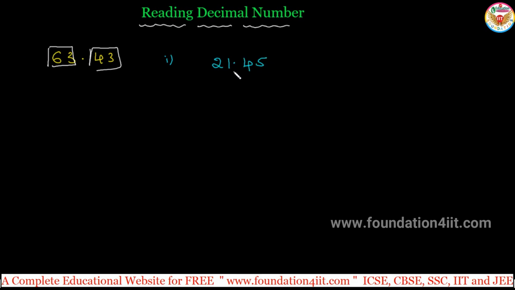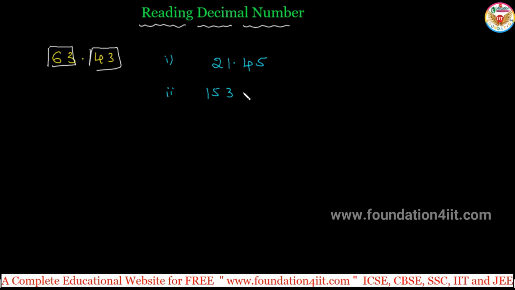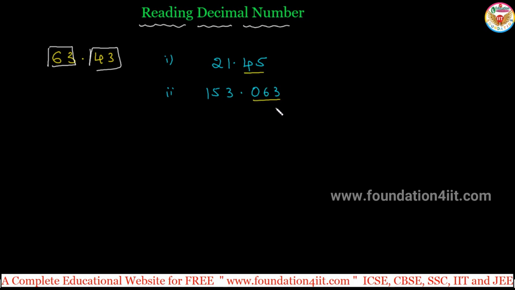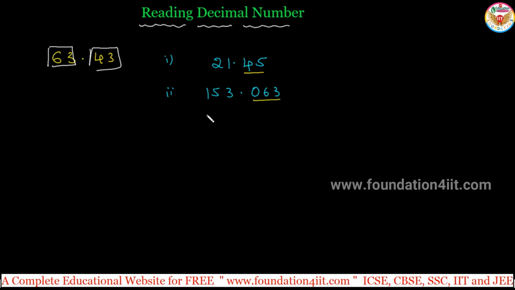21.45 it is, not 45. 21.45 and 153. This side and other side is 63. That means it is not 63, it is 063. So 153.063. That means the decimal part, each digit in order separately we have to read. So you have to read by naming each digit: 0, 6, 3. We have to read in this way.